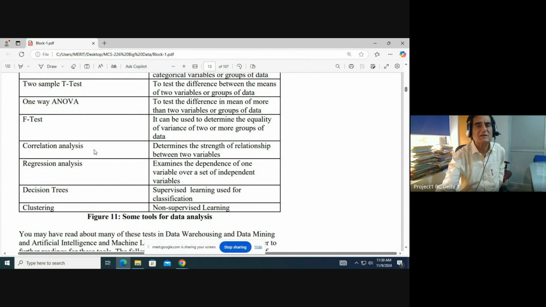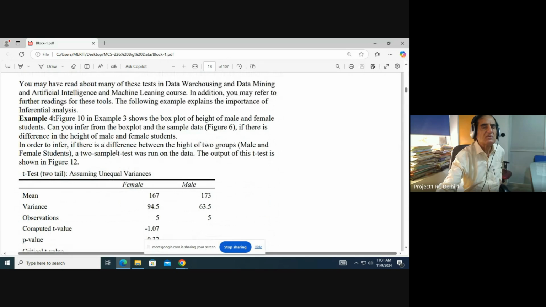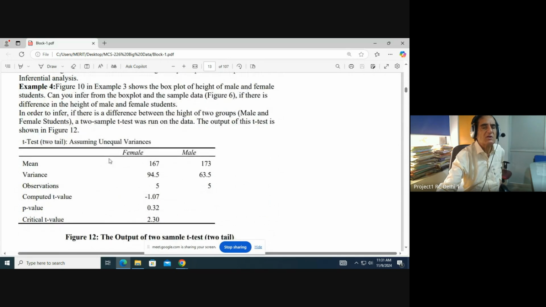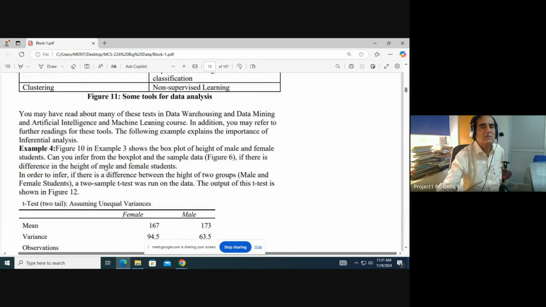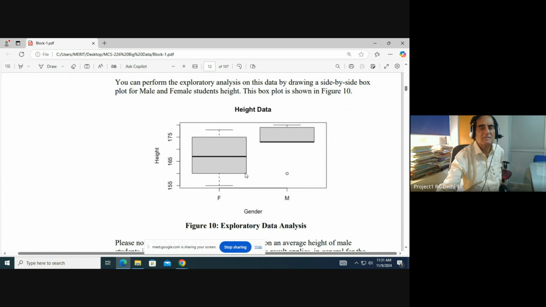Correlation analysis determines the strength of the relationship between two variables. Regression analysis examines the dependence of one variable on a set of independent variables. Decision tree is supervised learning used for classification, and clustering is unsupervised learning. These are some of the tools of data analysis. So figure 10 shows all the things. You can say figure 10 is here. Here, this is figure 10.